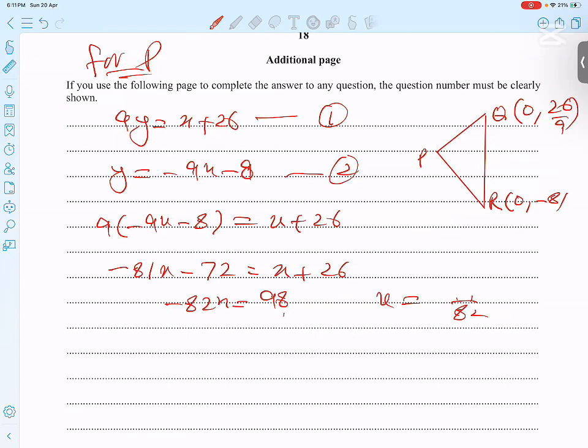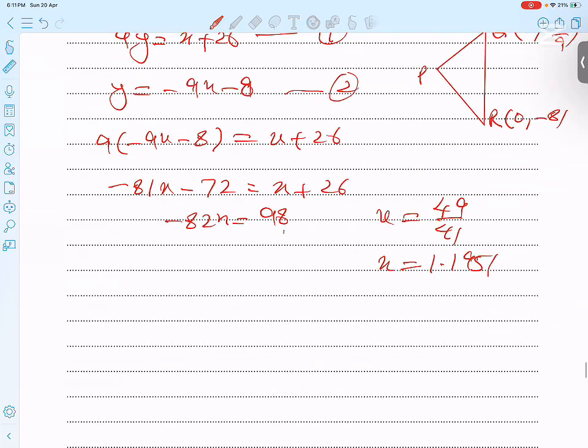And 98 divided by 82, I'm getting here, students, 49 over 41. So I think the point is very clear. So let's complete, and this is approximately 1.1951. Okay, so students, a very interesting part, I'm going to finalize the question now.